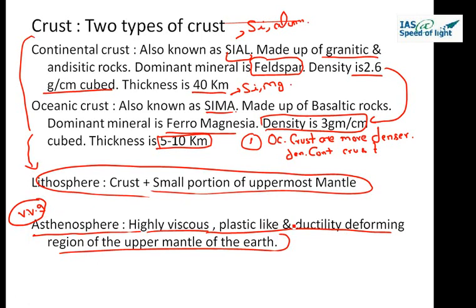These different plates, the oceanic plates and the continental plates, move over this asthenosphere. They float over this asthenosphere. So a very important layer to remember, the asthenosphere. And also the second point which we need to remember for plate tectonics. The first one, oceanic crusts are more dense, and second, the asthenosphere.